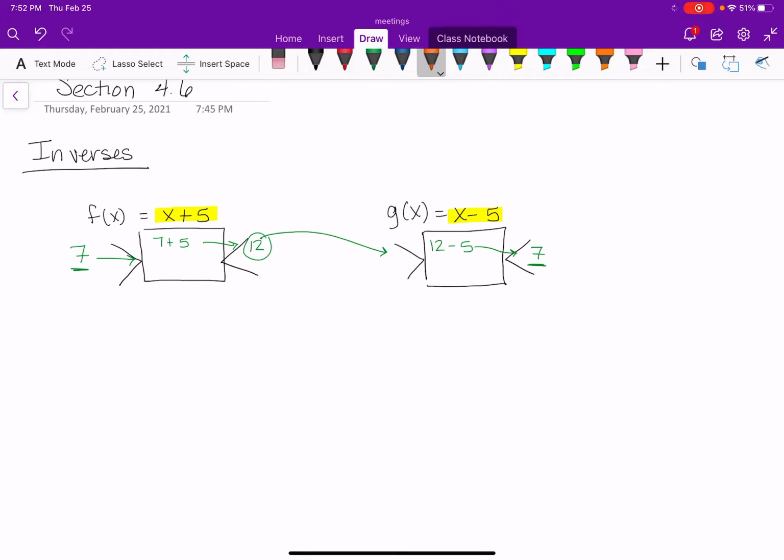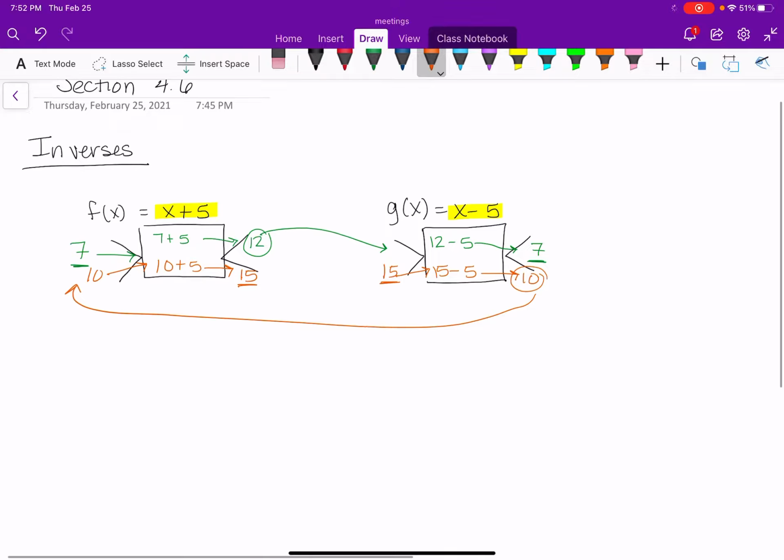So for instance, if I start with the g of x function and I put the number 15 in, I'm going to say 15 minus 5, that's going to give us 10. Then we take that 10 and bring it over to our f of x function and place that in. We say 10 plus 5, and we get back to 15. Again, notice that whatever I put in to the first one, after going through both machines, I got back to the original. That's really what inverses are about. They're finding those opposite machines.